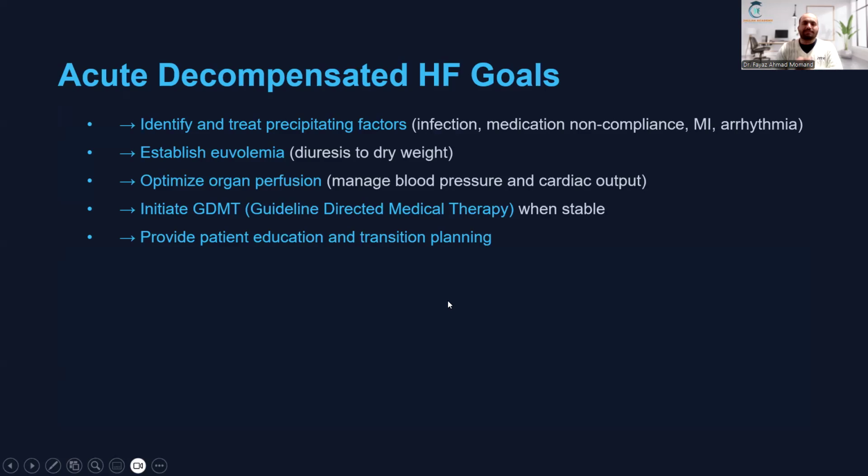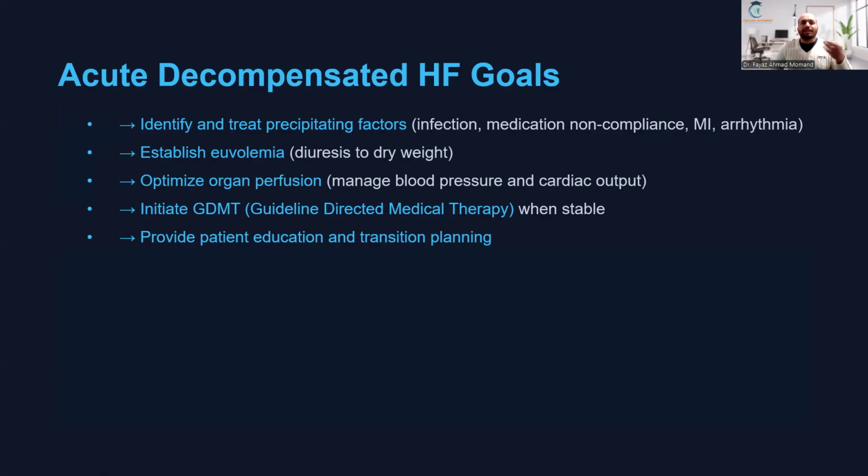Now, sometimes a patient will come in with acute decompensation of their chronic heart failure. In that case, we have 5 goals. First is to identify the cause or the factor that precipitated it and treat that. Second goal is to make sure the patient is euvolemic.